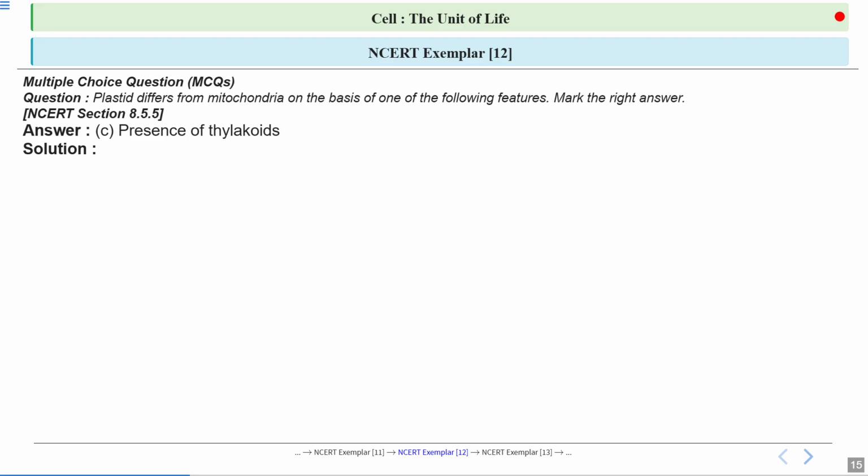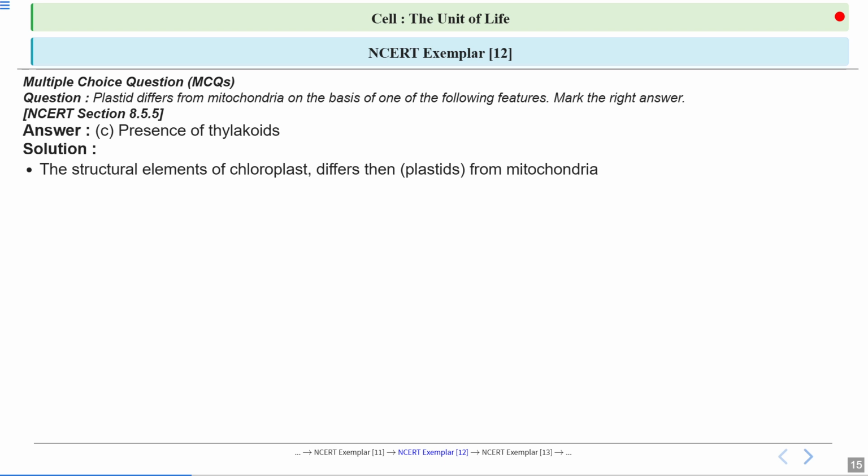Option C. Yes, many of the students have given the correct answer. Very good. C option is correct. Presence of thylakoids. Yes, thylakoid structure is not found in the case of mitochondria, whereas the other structures we see both in the case of mitochondria as well as the chloroplast, right? So the structural element of the chloroplast differs plastid from the mitochondria. What is that structural element?